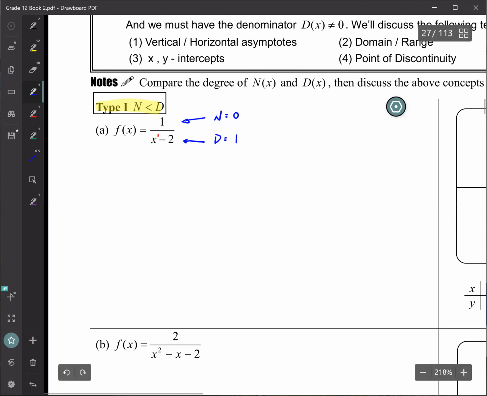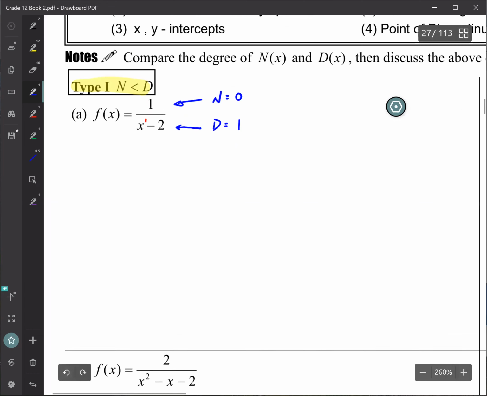So the first thing we want to do is to find the asymptote lines. You probably have heard of asymptote in grade 11, and also in exponential and log, we also have asymptote. So we have 2 kinds of asymptote. One is the vertical asymptote. For the vertical asymptote, you look at the denominator.